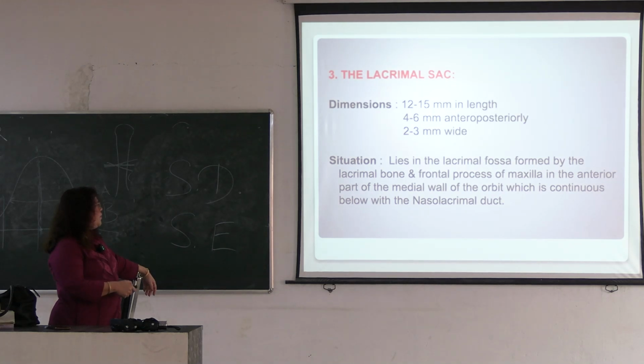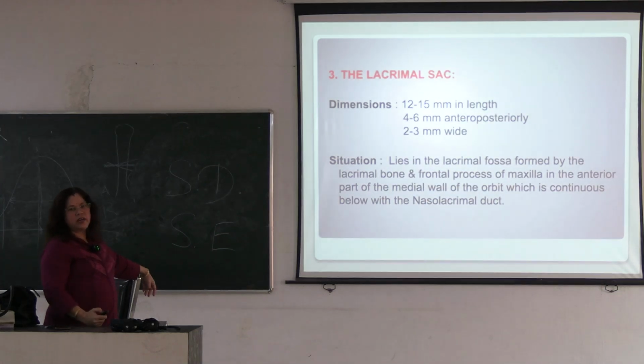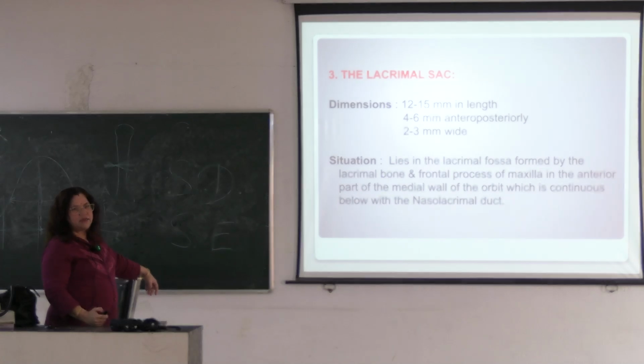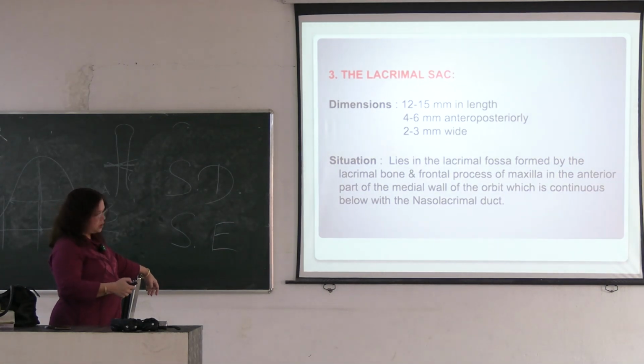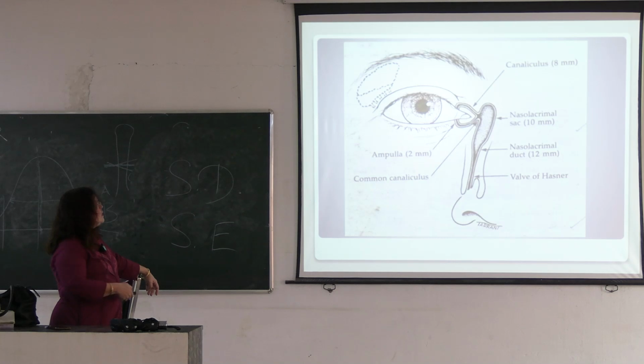Then it continues below into the nasolacrimal duct. The upper part of the nasolacrimal duct is a bony canal, and the lower part is the squamous soft part. So, these are the structures.